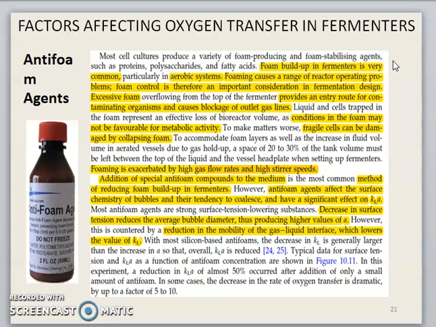We can also use an antifoam agent. So most cultures will produce a variety of foaming during the fermentation. This foam build-up in the fermenter is very common, especially in the aerobic system, because we have this aeration through the sparger. Okay, foaming causes a range of reactor operating problems. So foam control is therefore important in order to have a better mass transfer rate inside the fermenter.